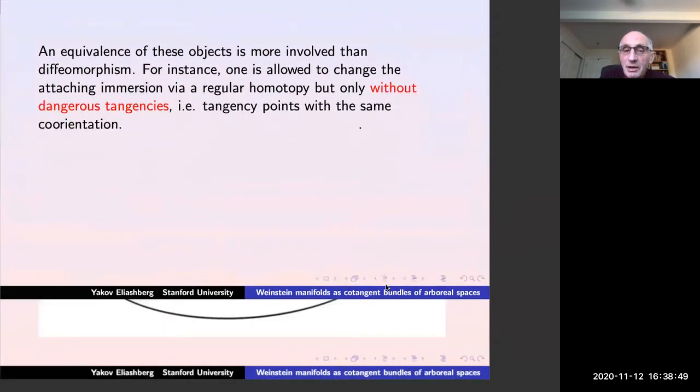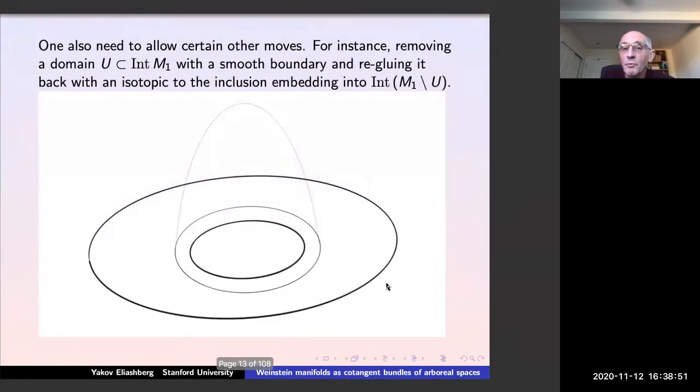And you have, for instance, one more move you can allow. You can just take, for instance, a disk, cut out of this disk some smaller disk and re-glue it like this, like this cap. So this is another kind of transformation allowable with arboreal spaces. And so the question: can we invent any invariants which survive this property?